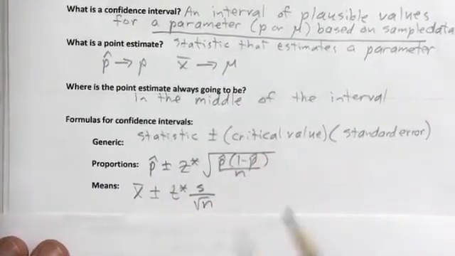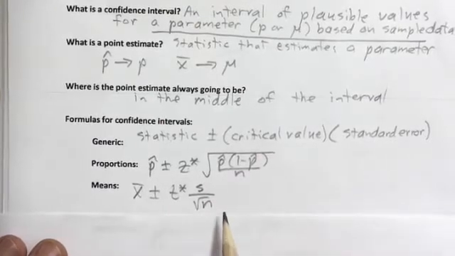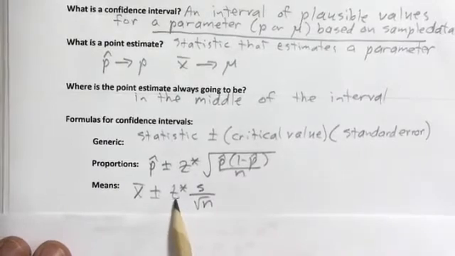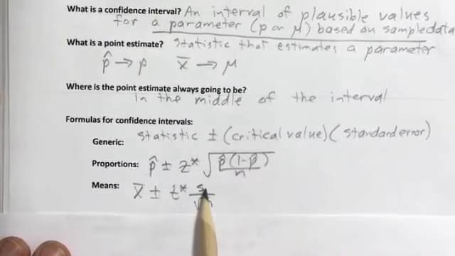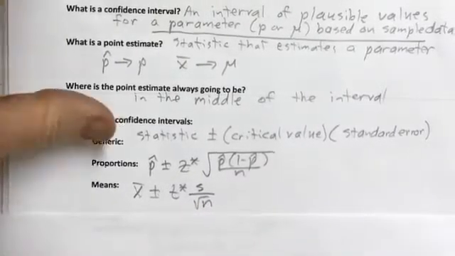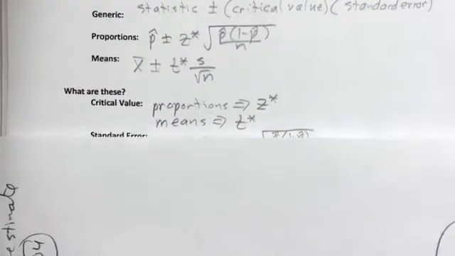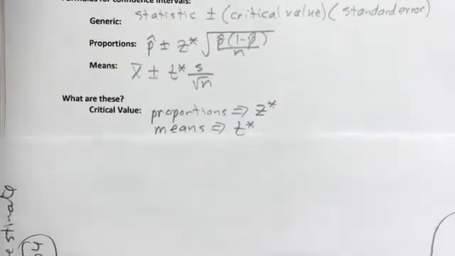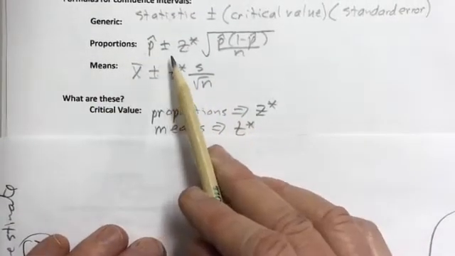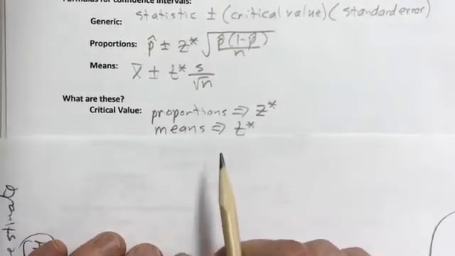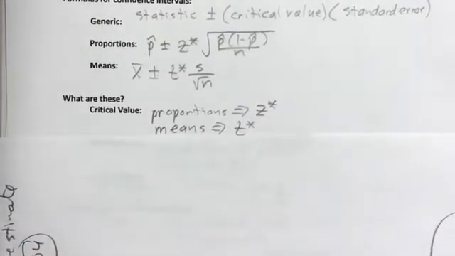And then there's the formula that we're going to be doing in future chapters for that statistic plus or minus our critical value. For a mean, it's going to be t star and then s over the square root of n. So there are our little formulas. And so what is a critical value? The critical value is just the number of standard errors your interval is going to the left and to the right. And so let me show you how to find the z star.